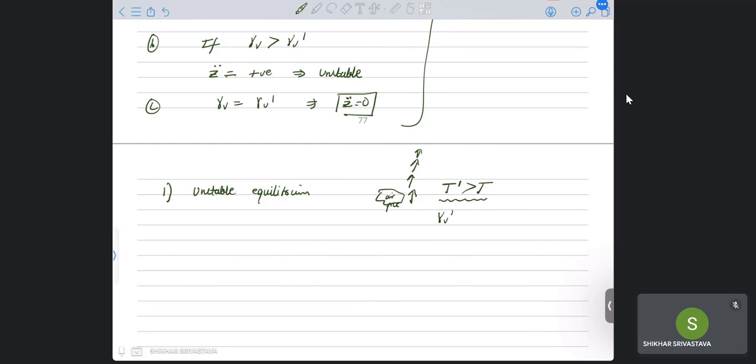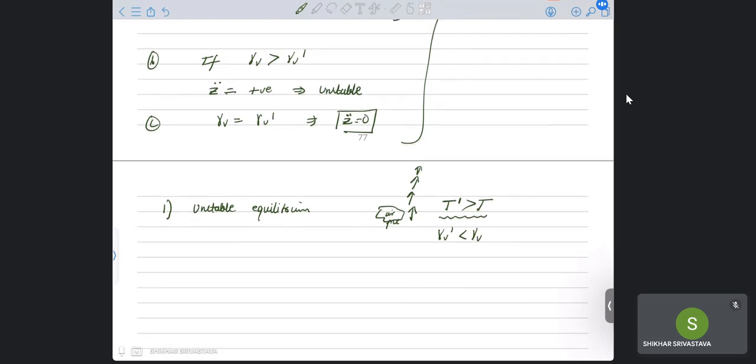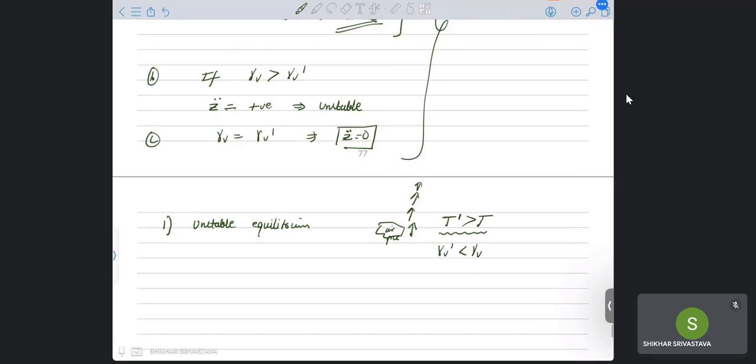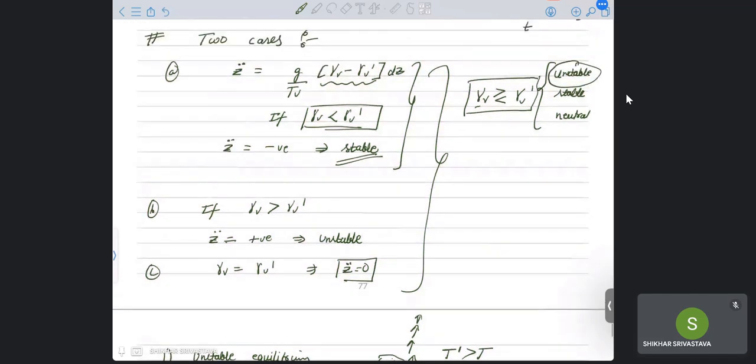And this will happen only when the lapse rate of the parcel is less than the lapse rate of the environment. That is the unstable case. So the unstable case means gamma v is greater than gamma v dash. This is unstable. This is the first case.